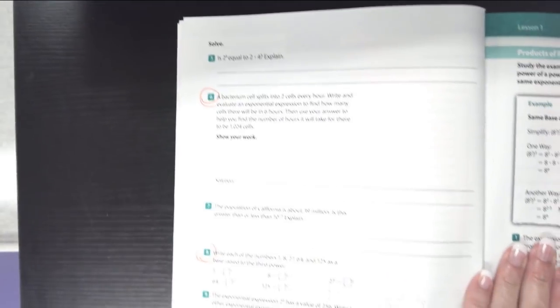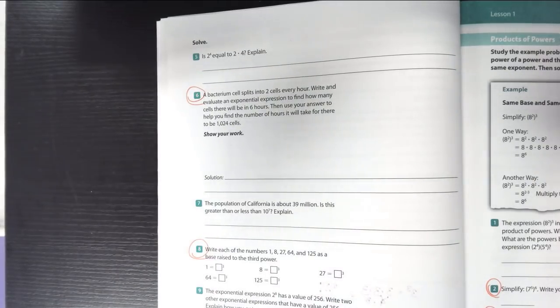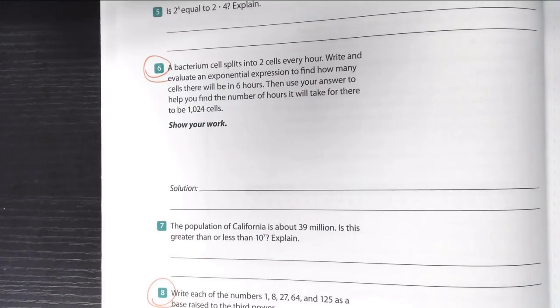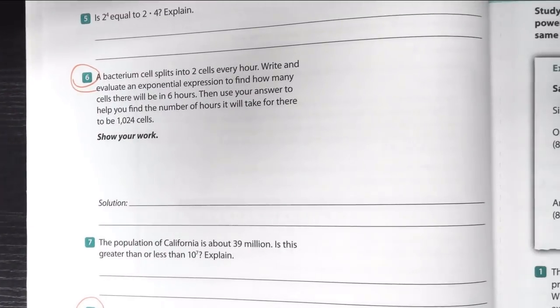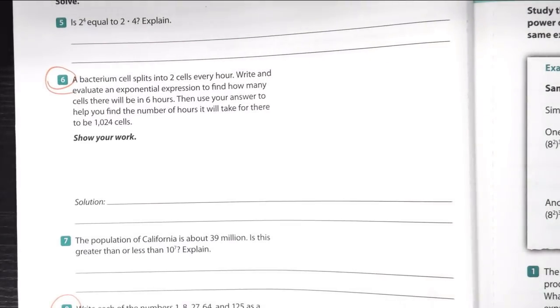All right, now let's look to the next page. And we want to look at number 6 for just a moment. Number 6, it gave you the information that the bacterium cells split into 2 cells every hour. It says to write and evaluate an exponential expression to find how many cells there will be in 6 hours. Then use your answer to help you find the number of hours it will take for there to be 1,024 cells. Now again, we don't have our calculators out yet, so that's why we wanted to work through with you.